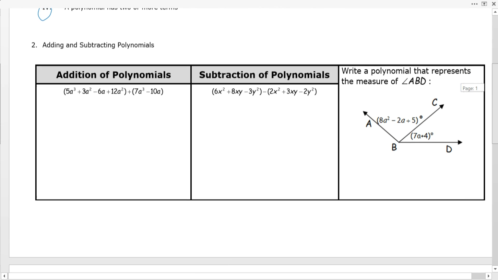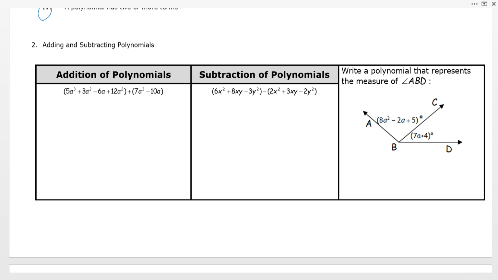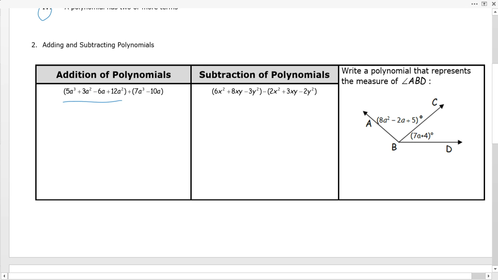Okay, so adding and subtracting polynomials. Just think about when it's in parentheses, like for this, there's no reason why there's parentheses because we're taking this polynomial and this one and adding them together. So I'm going to pretend like the parentheses aren't there. I'm going to find my cubed a's, so there's 5 and 7 makes 12.